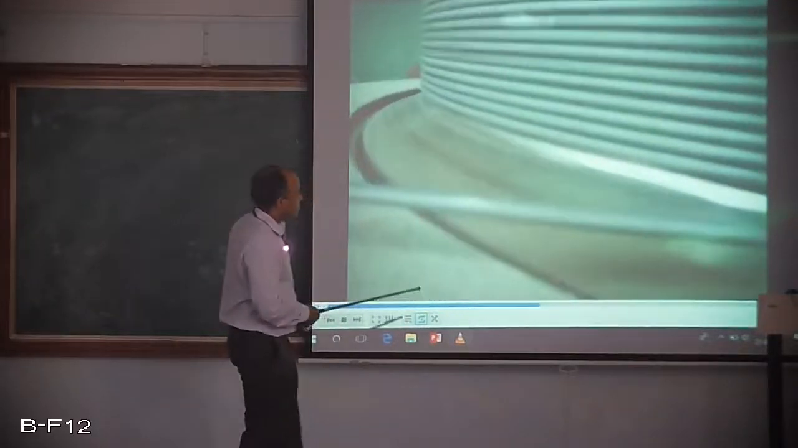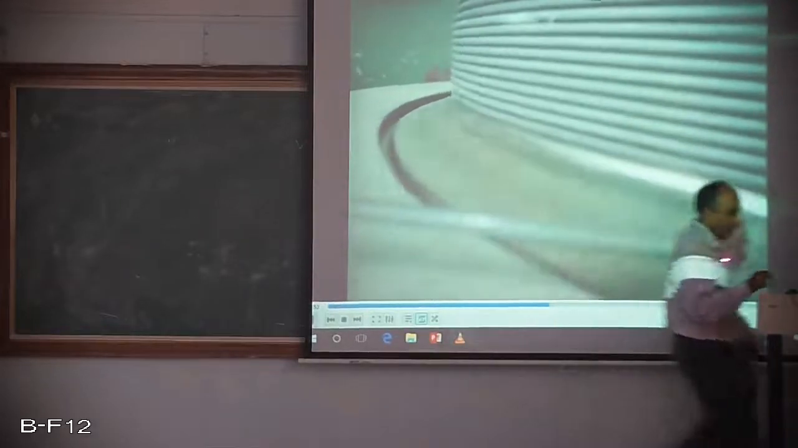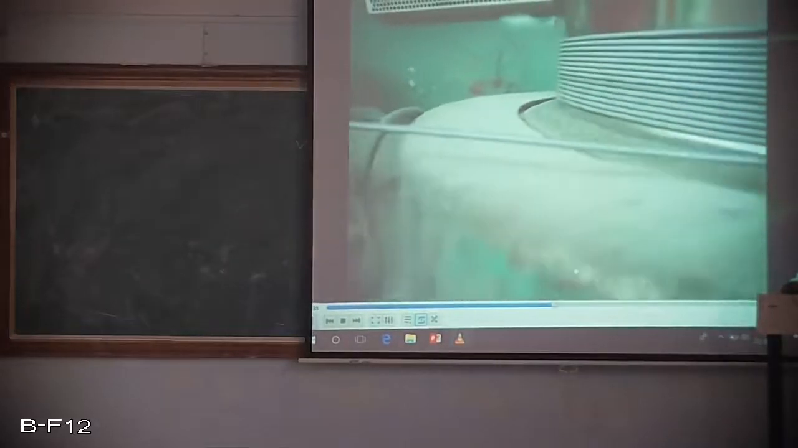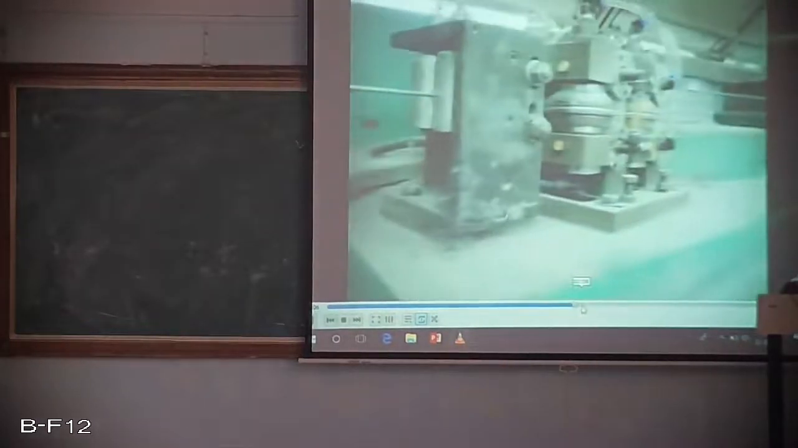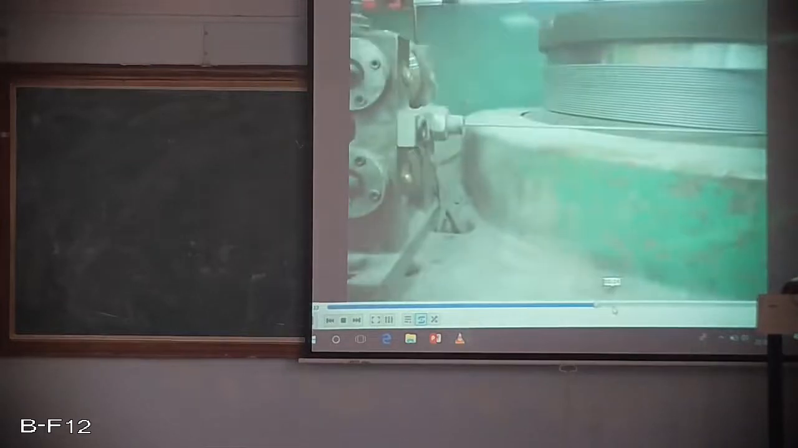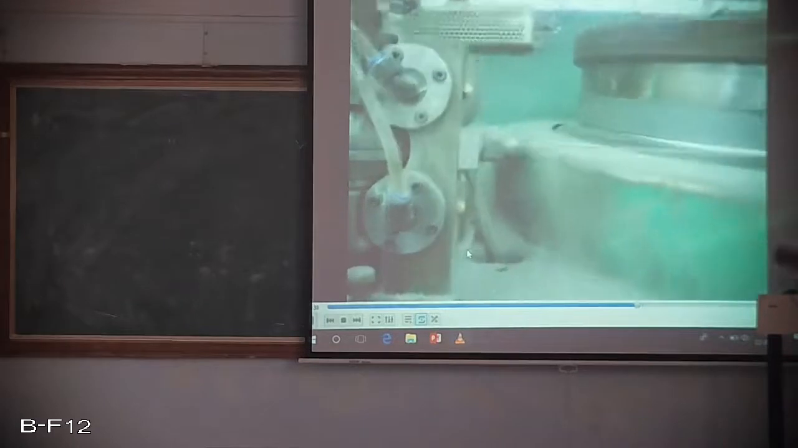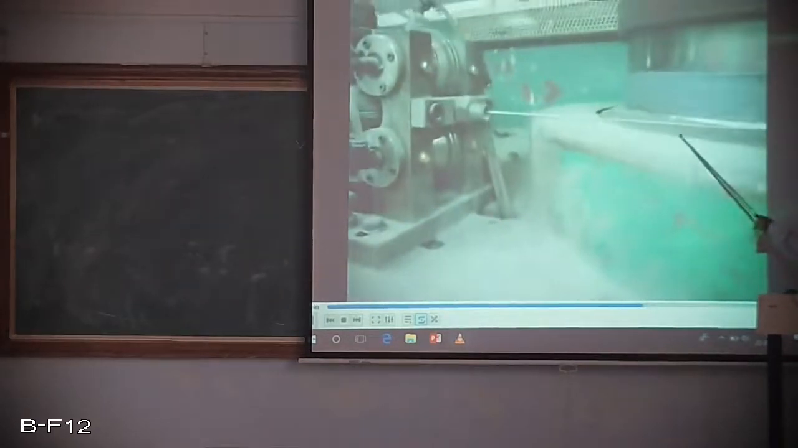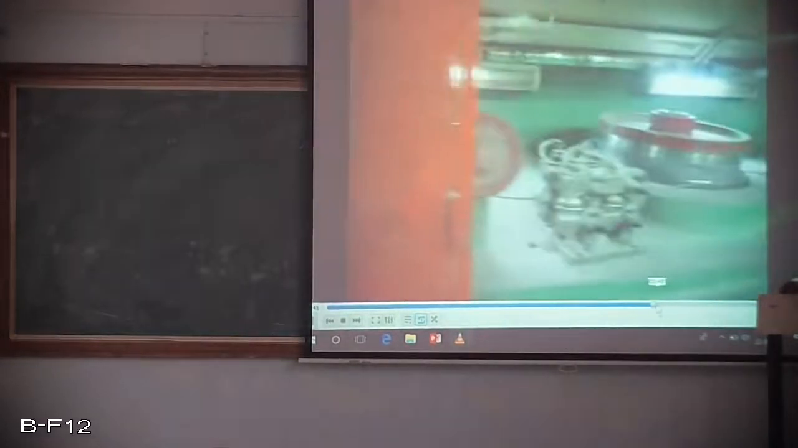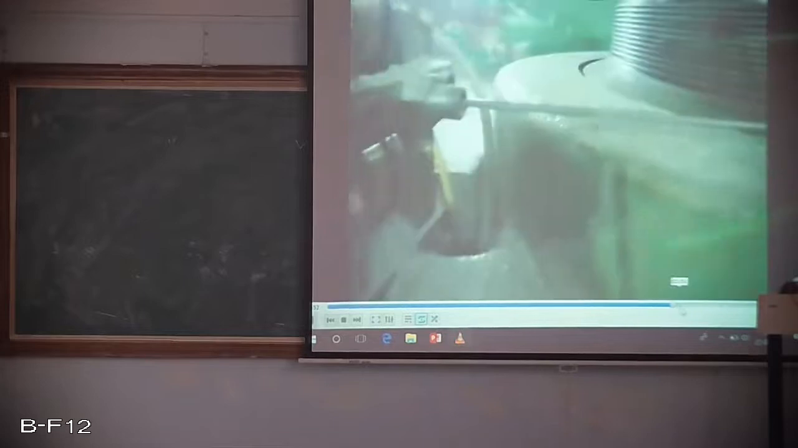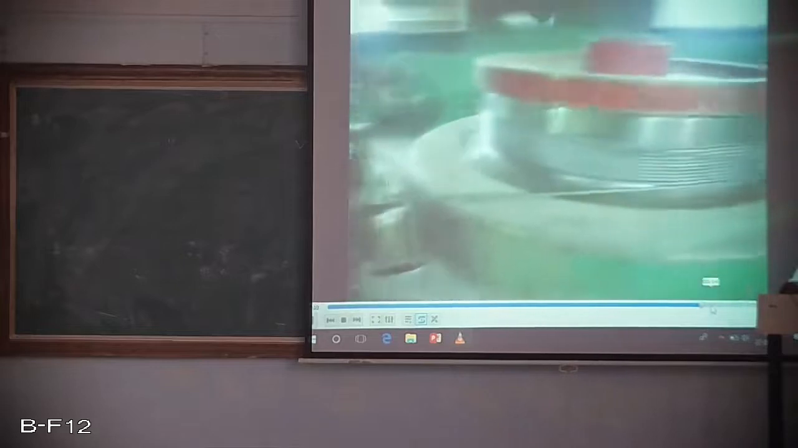Similarly, the third one, and this is how it goes. Now if you see carefully, the diameter at the starting and the diameter present now is much smaller. Now, things are not as simple as that.